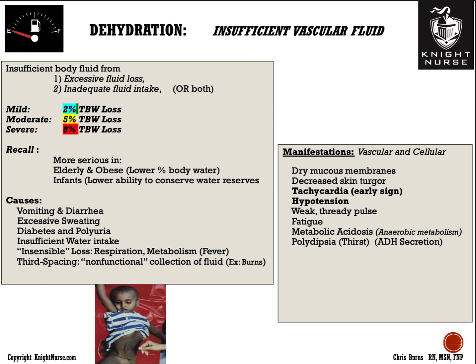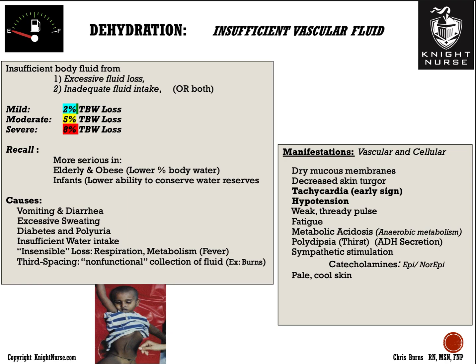They'll be very thirsty. They'll be secreting ADH. They'll activate their sympathetic nervous system, release of the hormones called the catecholamines. They're epinephrine and norepinephrine. Those are your fight or flights. Makes the heart rate really fast, causes everything to vasoconstrict. The whole purpose of that is to try to get that blood pressure up. But they'll have very pale, cool skin.